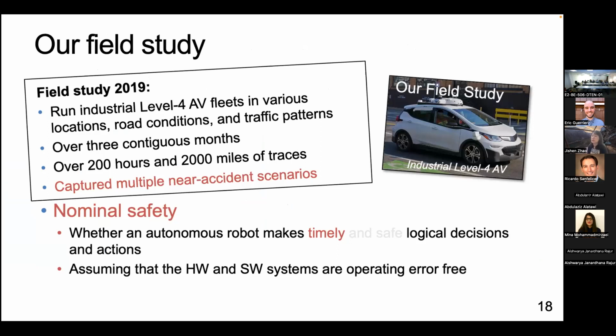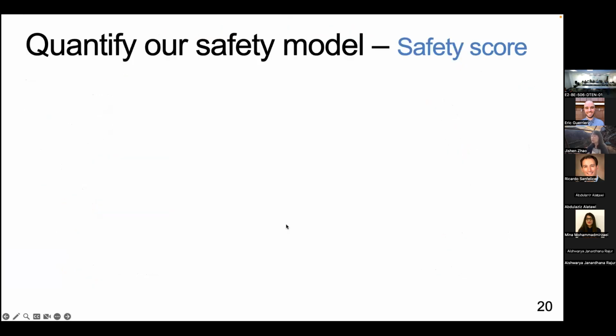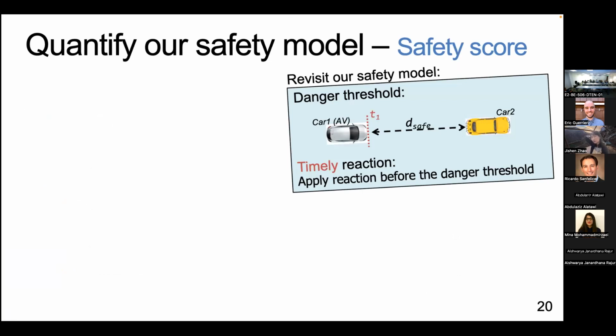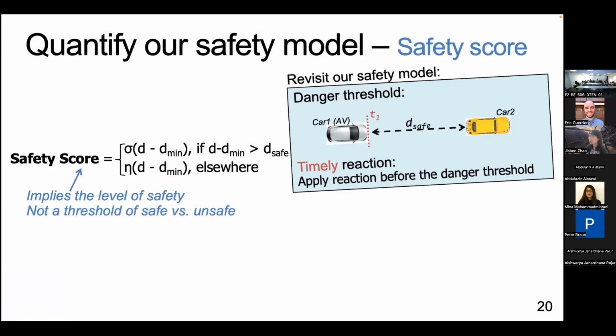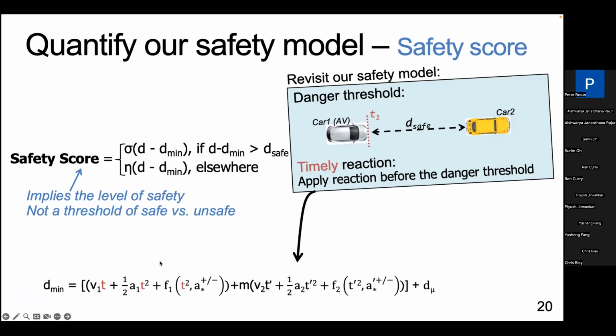We did that study based on our field study in the summer of 2019, collecting data by running level 4 AV fleets in various locations, road conditions, and traffic patterns. We took that data, analyzed it, and tried to come up with a model to better understand the safety or reaction time requirement of the autonomous driving computer system design. What we found is that there's actually a way to map the safe distance to the reaction time requirement for the autonomous driving computer system design by a complex equation.